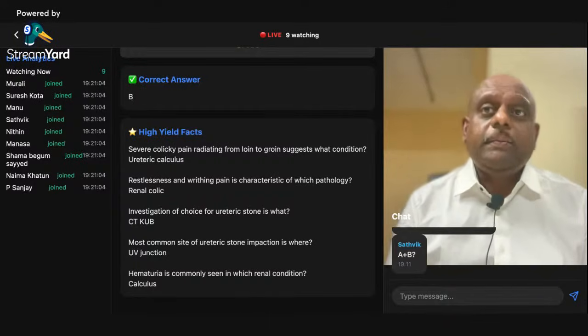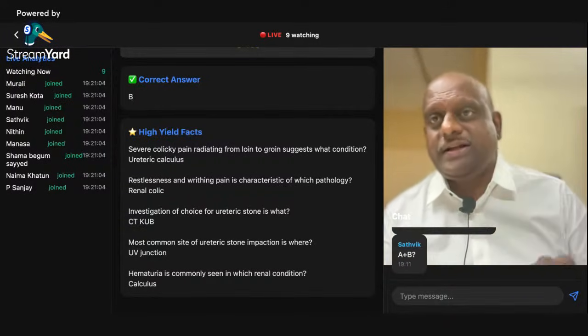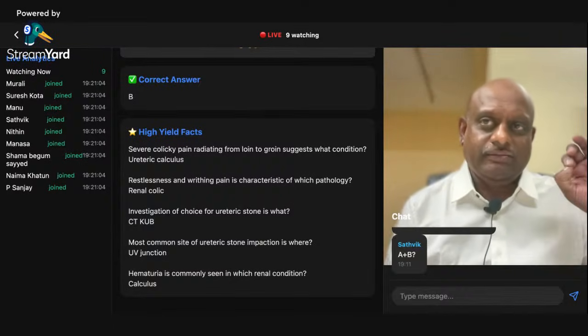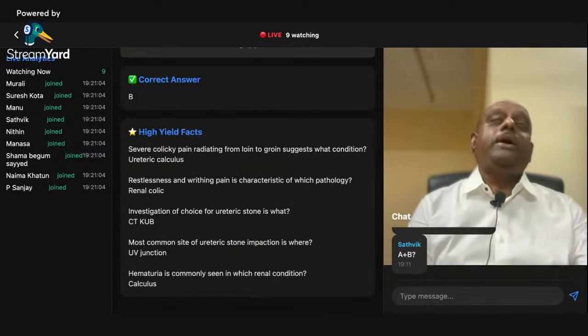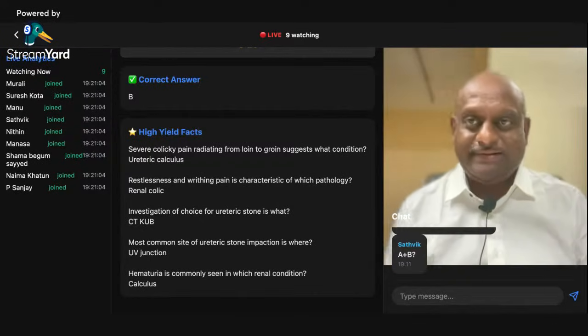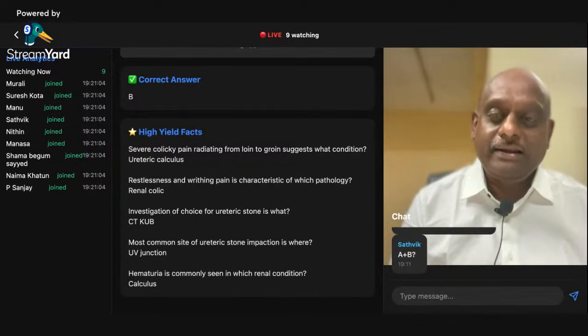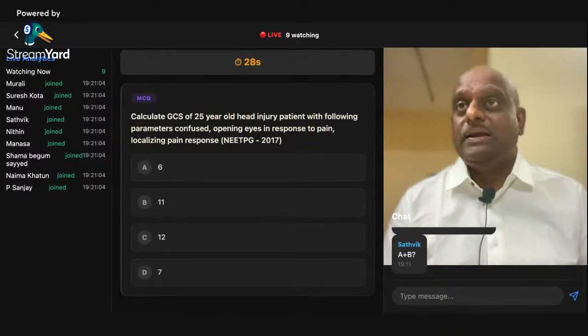So typically you need to do CT KUB, which is the investigation of choice. And it is the uretero-vesical junction, the most common site for the ureteric stone. And the calculus can present with even hematuria.